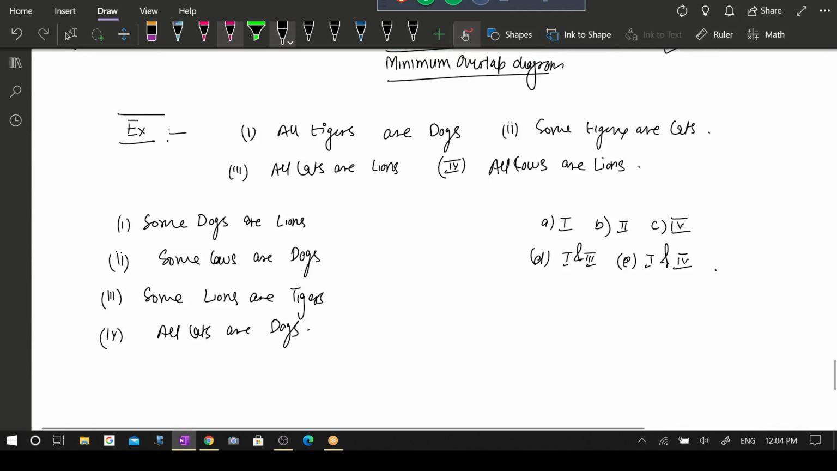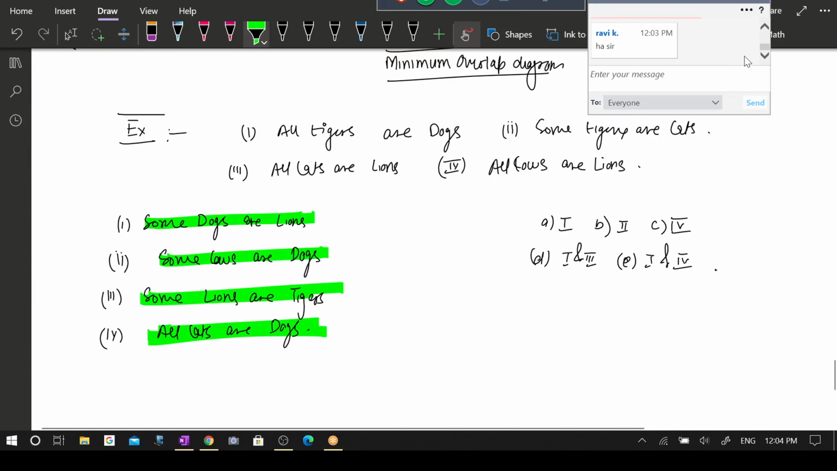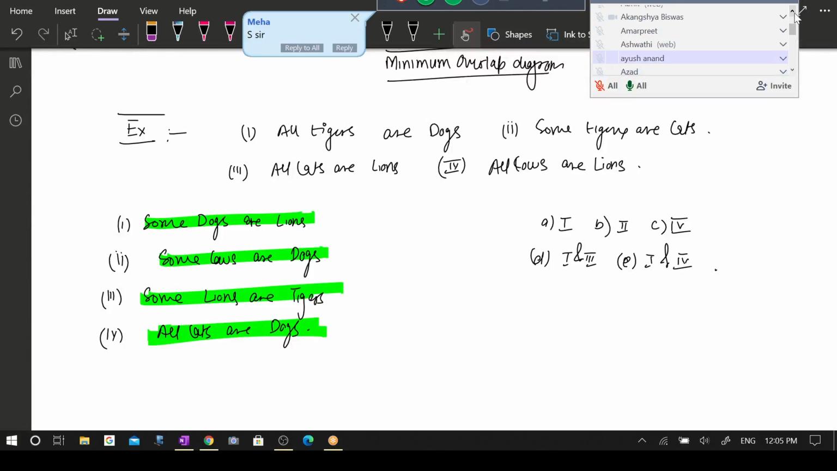So again the blessing: there is no no in the conclusion, so it's a blessing. Even no-type questions are easy, don't worry. Good guys. Meha, are you able to understand? Meha, are you there? Yes, good guys. Meha is there. Ayush, great guys, great.